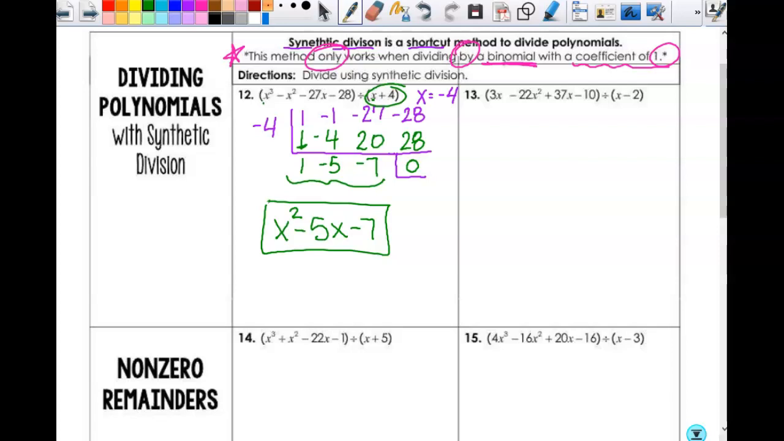What questions do you have right now? Anything? You add them, yes. Notice that there is no manual changing of signs like we did with long division. The reason we were doing that is because we were subtracting. But since we're adding here, you don't actually change a sign. It is what it is, okay? What else? Anything else? All right, let's jump to number 15.